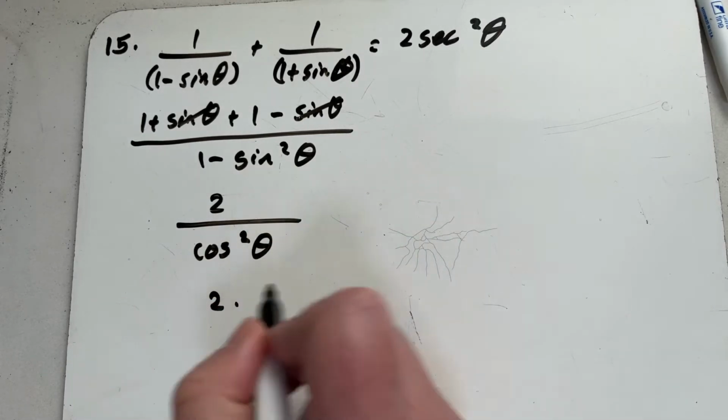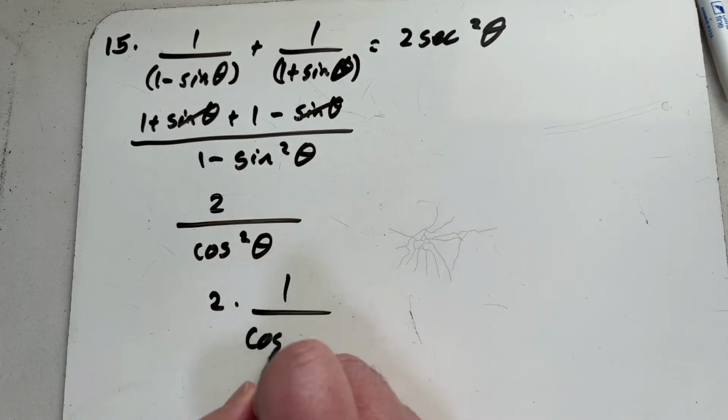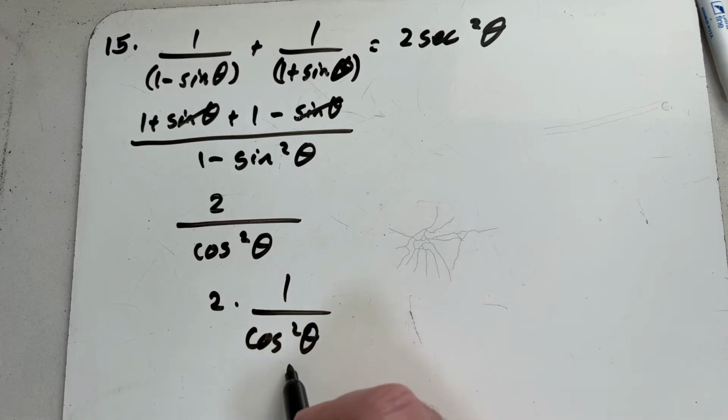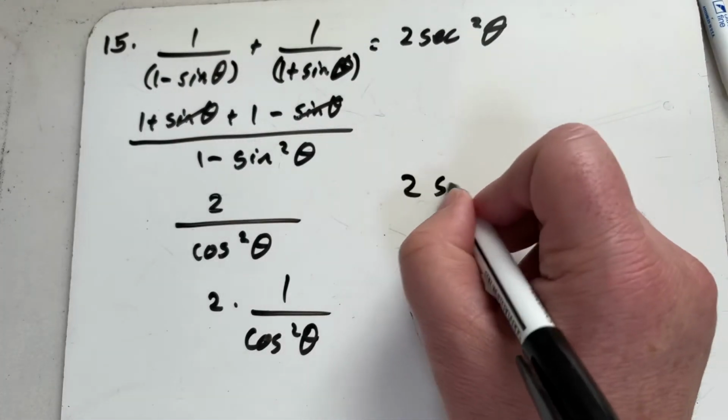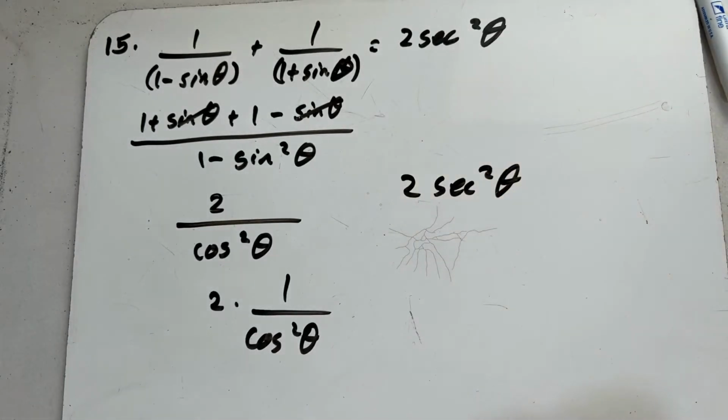So let's write out every step so you can see what I'm doing here. 1 over cosine gives me secant. So I get my answer, 2 secant squared theta.